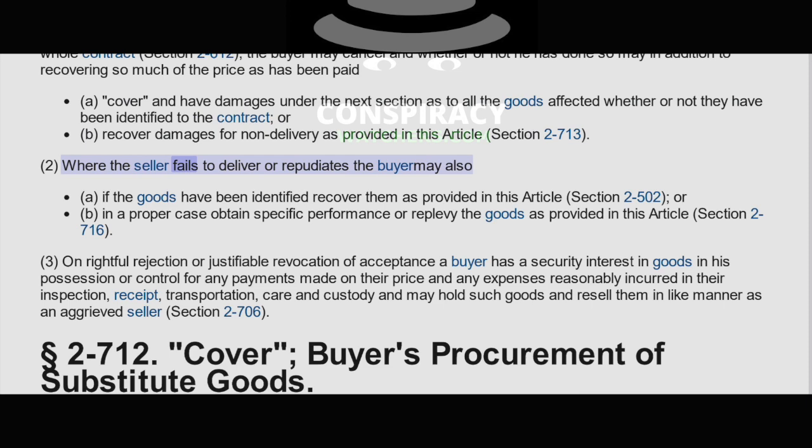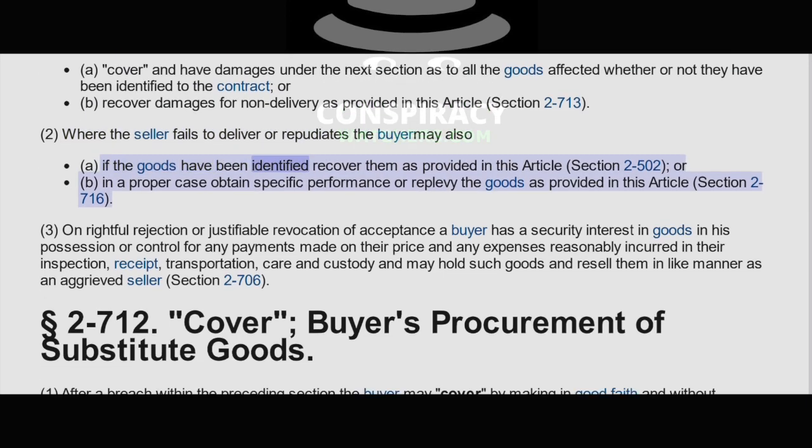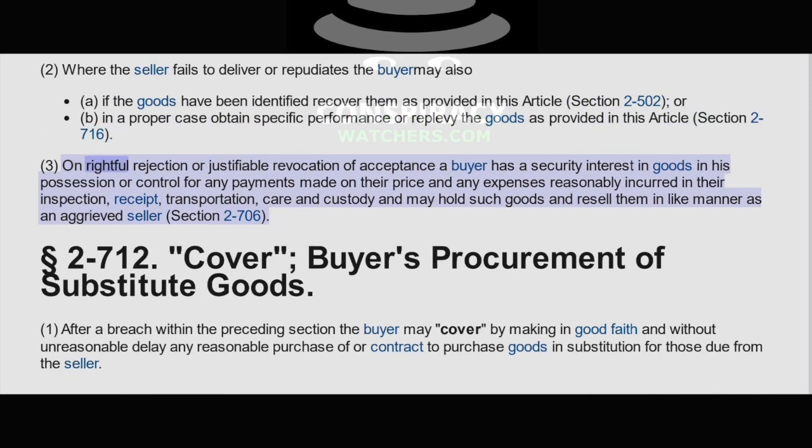Where the seller fails to deliver or repudiates, the buyer may also, if the goods have been identified, recover them as provided in this article, or in a proper case obtain specific performance or replevy the goods as provided in this article. On rightful rejection or justifiable revocation of acceptance, a buyer has a security interest in goods in his possession or control for any payments made on their price and any expenses reasonably incurred in their inspection, receipt, transportation, care and custody, and may hold such goods and resell them in like manner as an aggrieved seller.